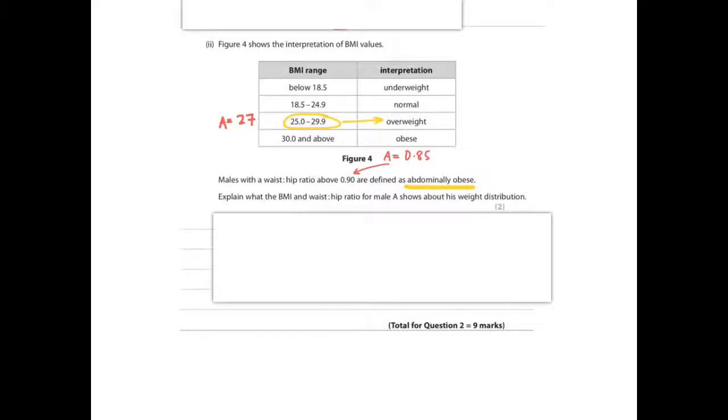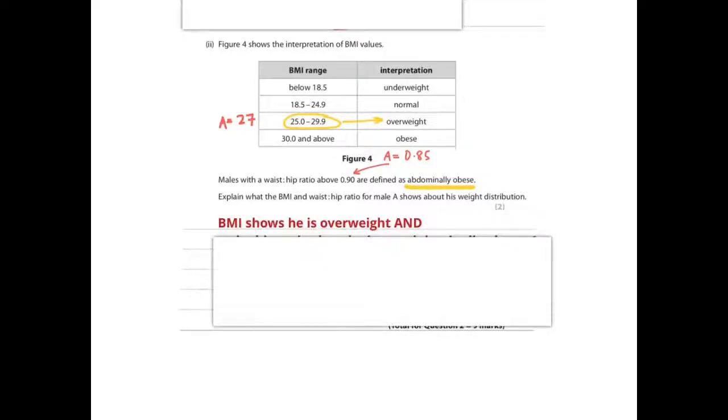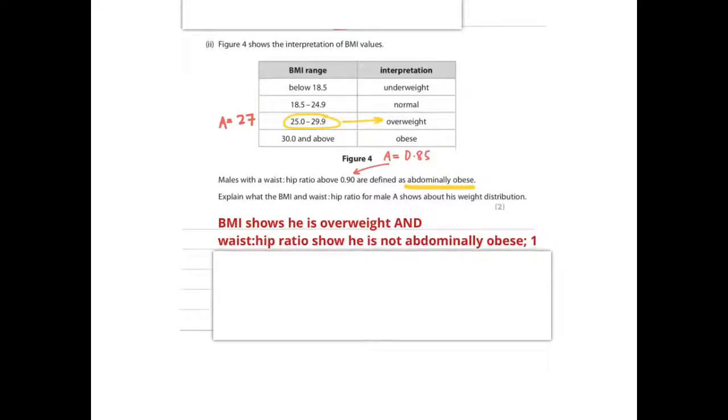Explain what the BMI and waist to hip ratio for male A shows about his weight distribution. So firstly, we know, being 27 on the BMI, that he is overweight but not obese. That's the first thing we can say. That'll get you a mark. But he's also not abdominally obese because he has a waist to hip ratio of 0.85. So you could say BMI shows he is overweight, and waist to hip ratio shows he is not abdominally obese. You have to say both for 1 mark.